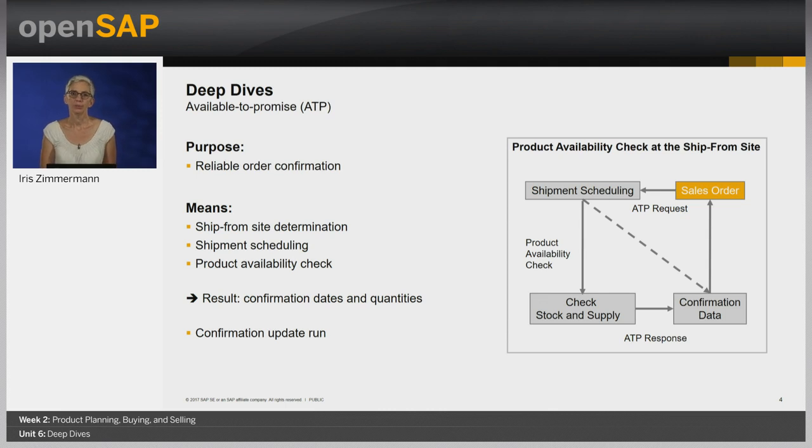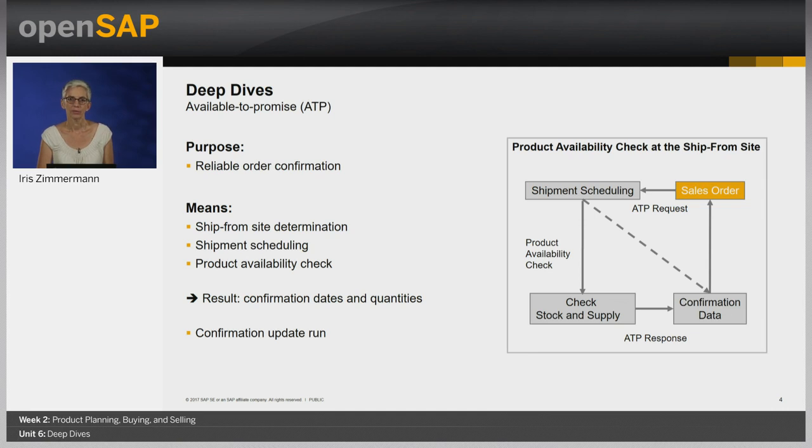Now we'll have a deeper look into the second deep dive topic, available to promise or ATP. In Unit 5, we already have seen in the system how the result of an ATP check is displayed in a sales order. Here I would like to give you some details on how it's calculated. The purpose of this is obvious. When customers order, they expect a reliable confirmation whether the product is available in time and quantity.